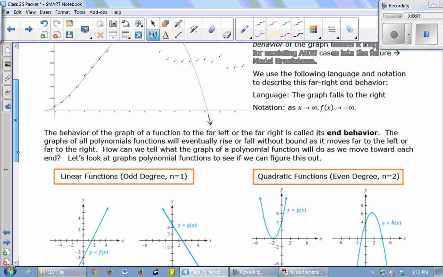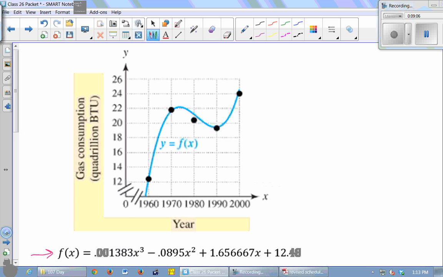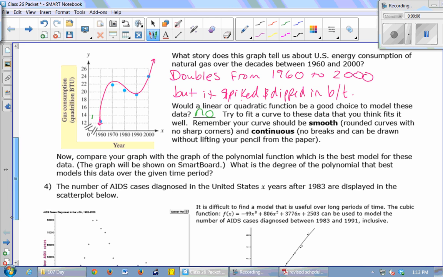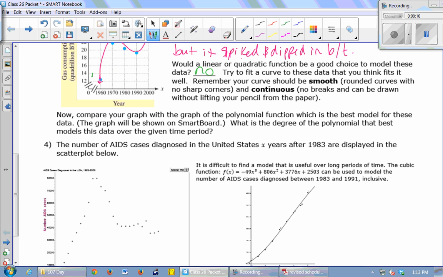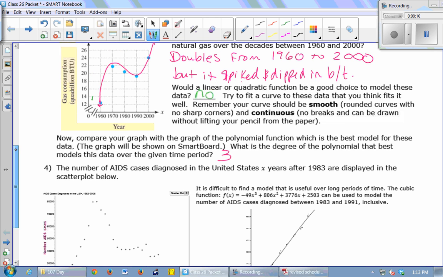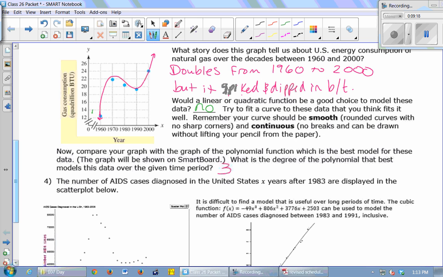So let's see, they asked me what the degree was. What is the degree? 3. Good. So we can use polynomials that have a higher degree to capture trends in data that we cannot capture with a line or a quadratic.